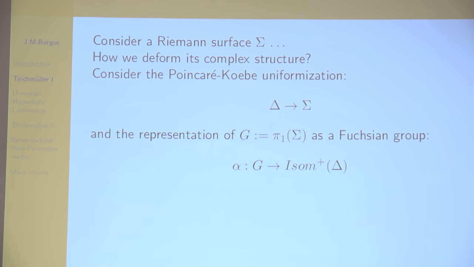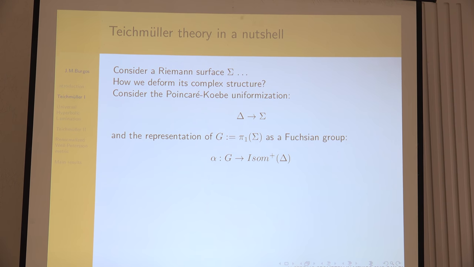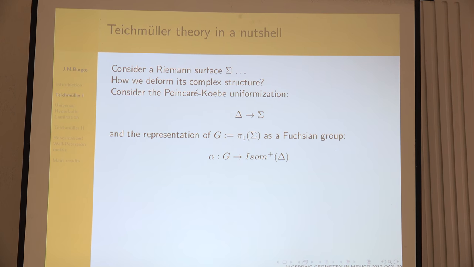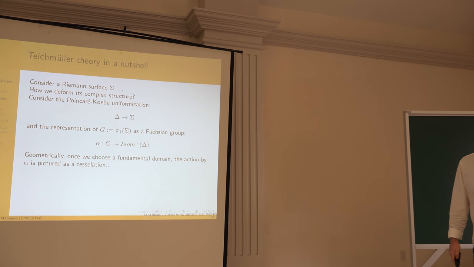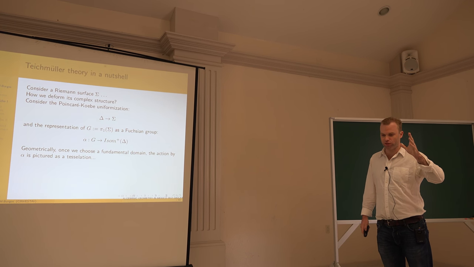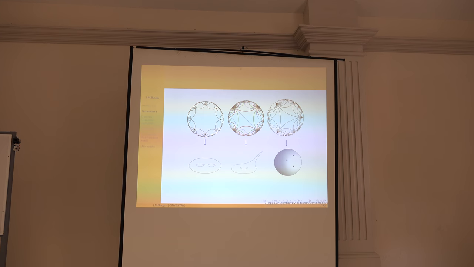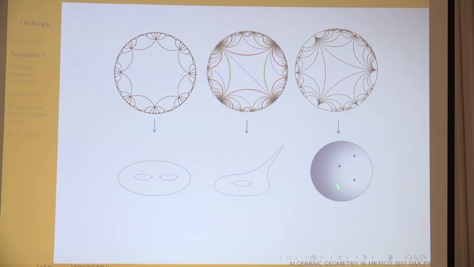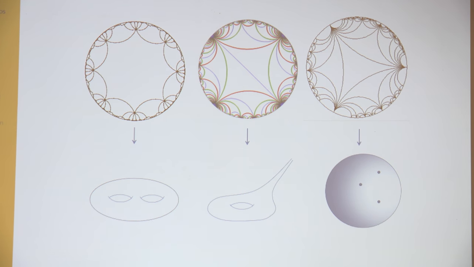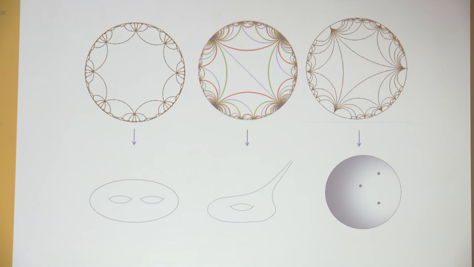So consider the Poincaré uniformization and the representation of the deck transformations, that is, a Fuchsian group representation into the hyperbolic isometries of the Poincaré disk. It's a faithful representation. And geometrically, a picture one should have in the head every time we talk about deck transformations or Fuchsian group representations is tessellations. This is the tessellation of the genus 2 curve, this is the tessellation of the 1-cusp torus, and the tessellation of the 3-cusp torus. We will focus mainly on the first case, the tessellation of the genus 2 curve, because we don't want parabolic elements in our Fuchsian group. We don't want elements like this, cusps like this.